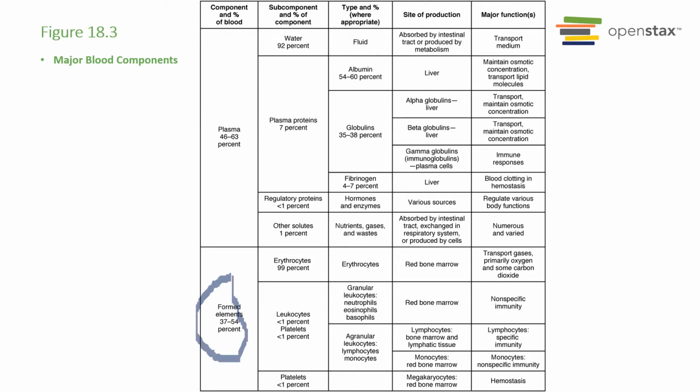And the reason we don't just say cells instead of formed elements is that the platelets are not actually cells. The platelets are fragments of a larger cell. So in these formed elements, we've got the red blood cells, the white blood cells, and the platelets. And the function of the platelets is going to be in blood clotting when we're cut. The platelets are going to play a role in blood clotting.